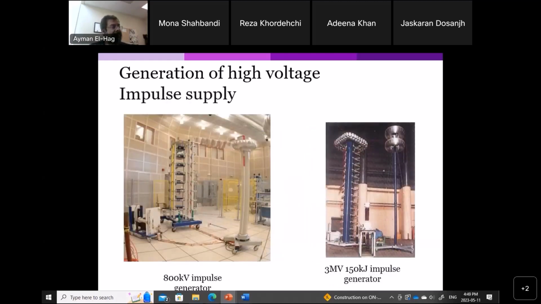Impulse, again, as I mentioned, is very important and very critical. We need to test the equipment against different types of impulses. We talked about lightning and we talked about switching. These are surges that last for a very short period of time, microseconds to milliseconds. So I need to mimic this in my lab. I need to test my equipment before I give it to the customer. I want to make sure that it can withstand those types of stresses.